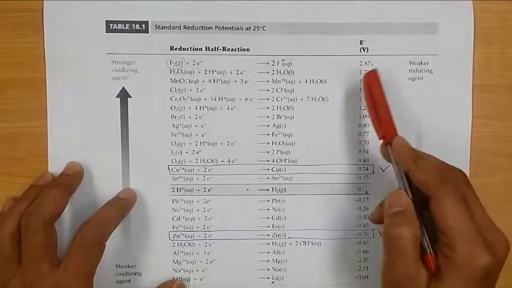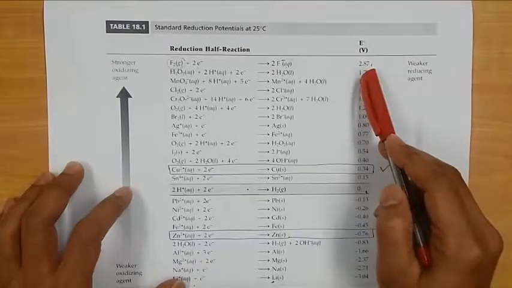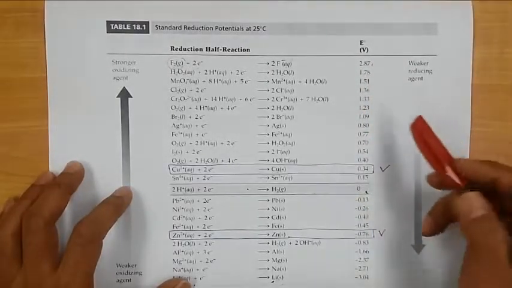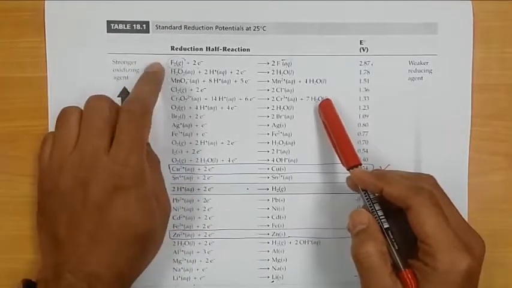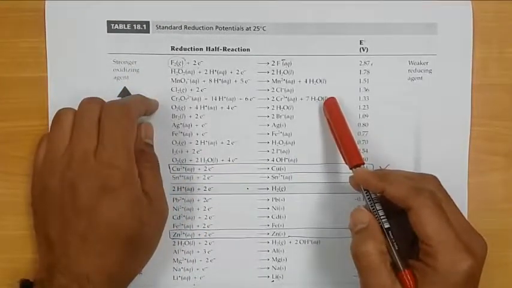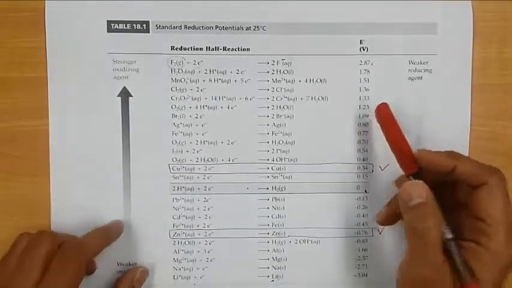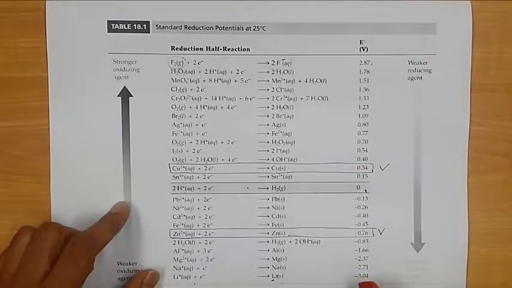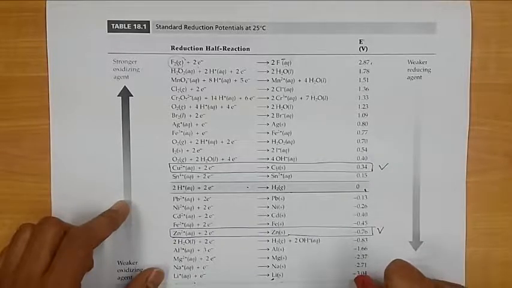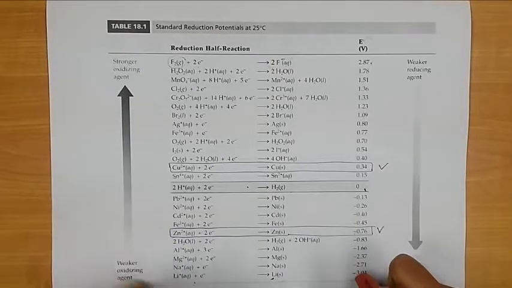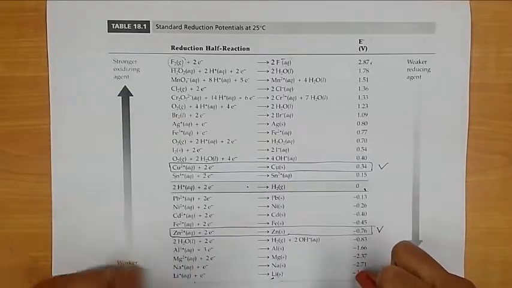So the more positive that value is, the more willing that reaction is to take place, or the more willing that element is to take the electrons. The more negative the half cell reaction is, the more willing it is to give out its electron, or the more stable the backward reaction is.